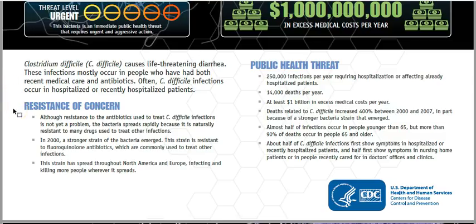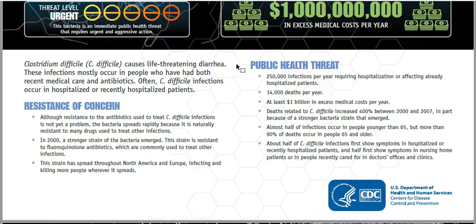Resistance of concern. Although resistance to the antibiotics used to treat C. difficile infections is not yet a problem, the bacteria spreads rapidly because it is naturally resistant to many drugs used to treat other infections. In 2000, a stronger strain of the bacteria emerged. This strain is resistant to fluoroquinolone antibiotics, which are commonly used to treat other infections. This strain has spread throughout North America and Europe, infecting and killing more people wherever it spreads.